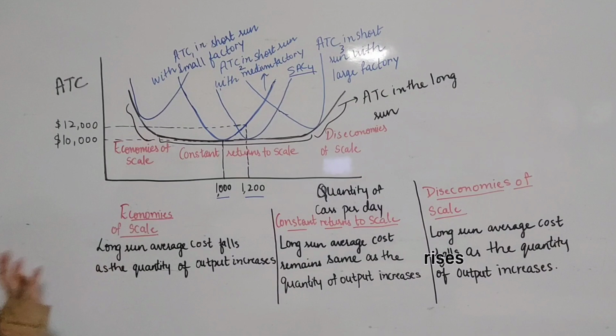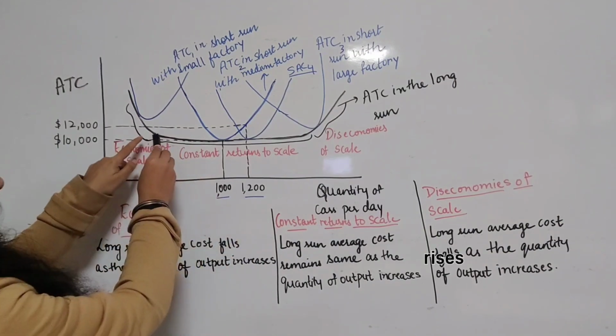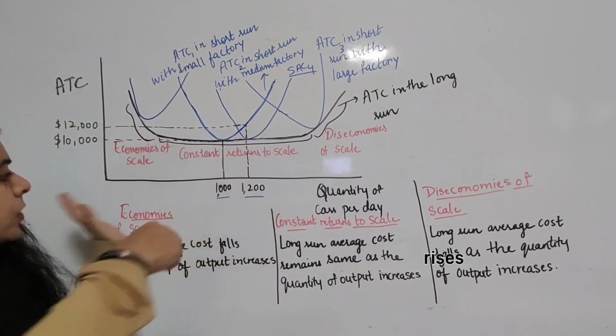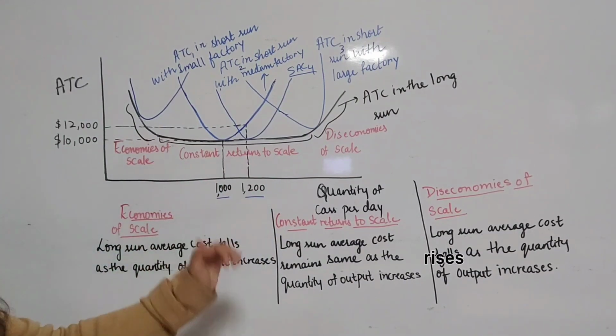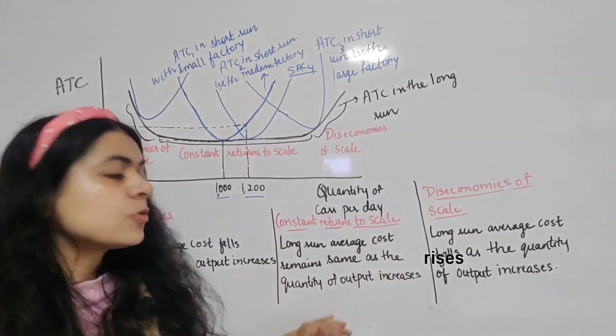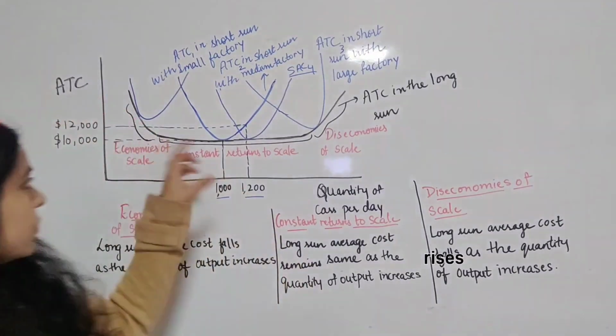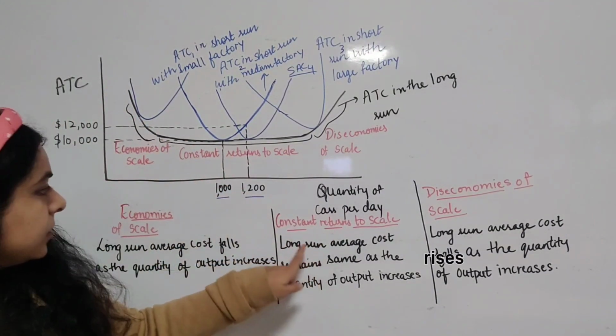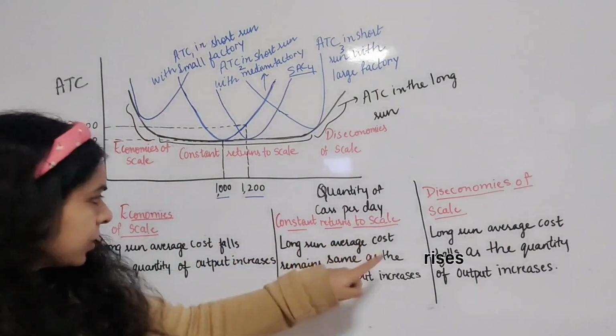When a firm produces on a large scale, it leads to a fall in the average cost of the firm. Then from this portion till this portion, we have constant returns to scale, where long run average cost remains the same as the quantity of output increases. There is no change in the long run average cost.